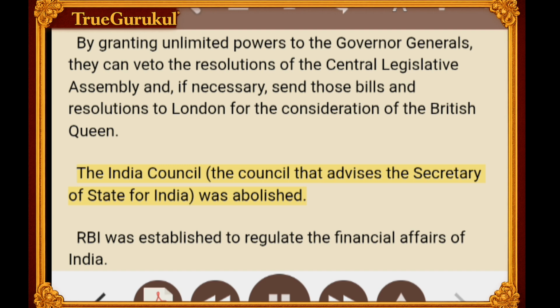The India Council, the council that advises the Secretary of State for India, was abolished. RBI was established to regulate the financial affairs of India.